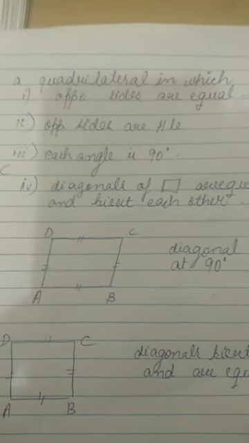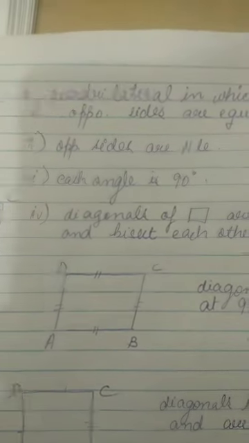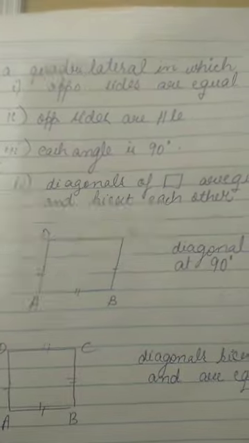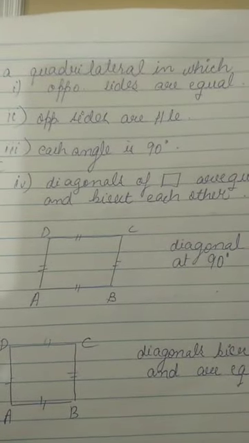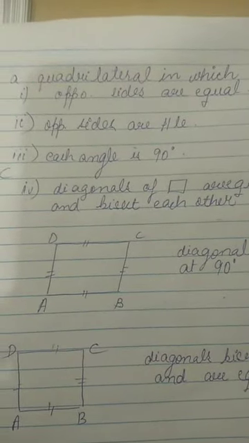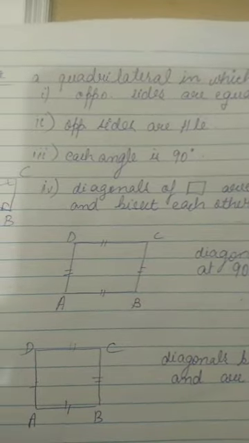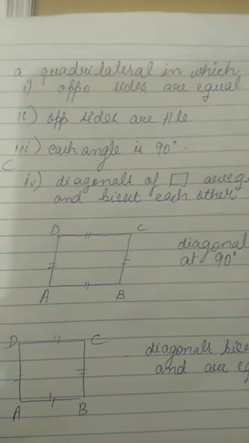The next one is the rectangle. Now again, a rectangle is also a quadrilateral in which opposite sides are equal, opposite sides are parallel, and each angle is 90 degrees.